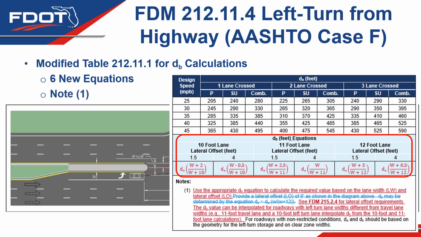In addition to the equations, we modified note number 1 in the table to provide clarification on the use of the 6 new equations. These equations should cover most lane widths and lateral offset scenarios, but if you have a project where the travel lane and the turn lane widths are different, you can use the calculated dB values to interpolate the appropriate dB value.